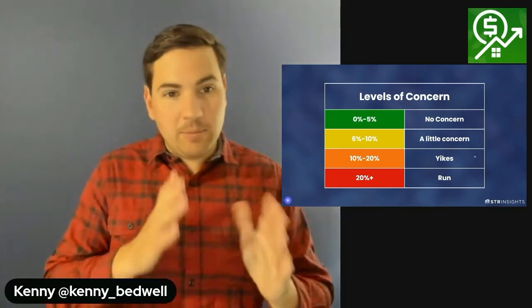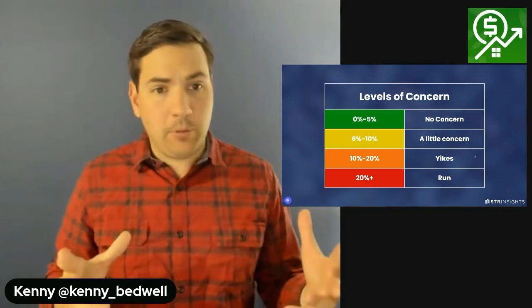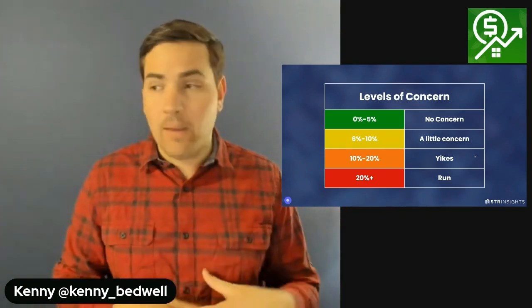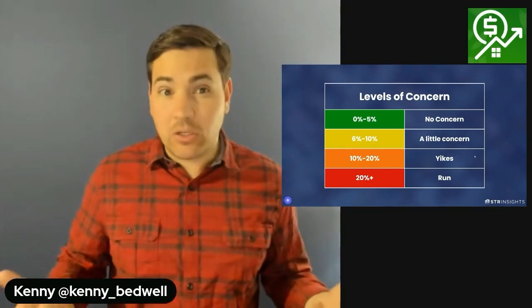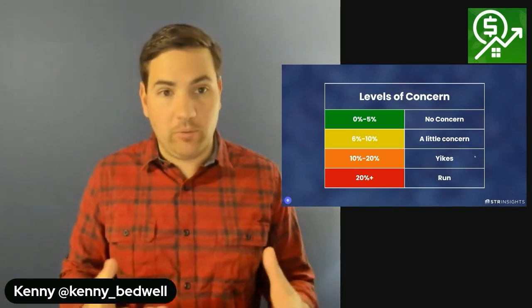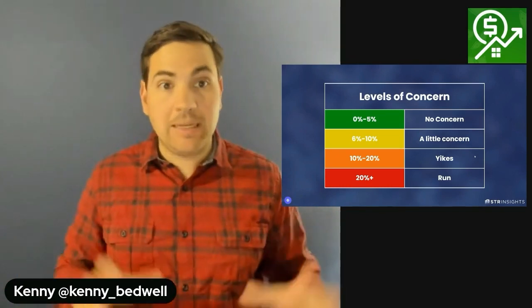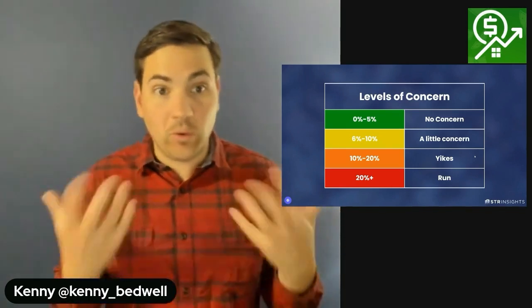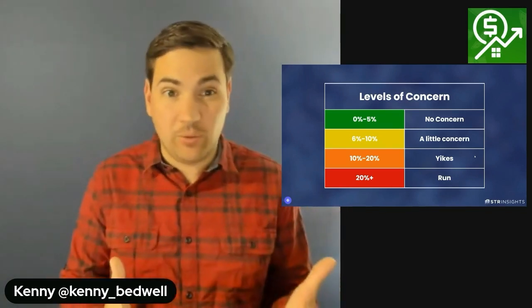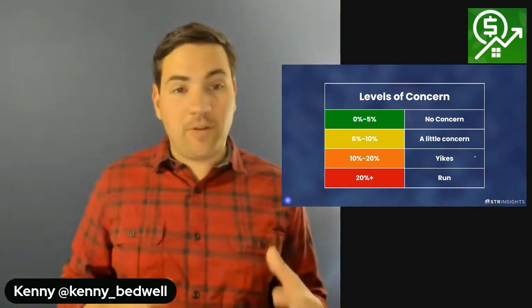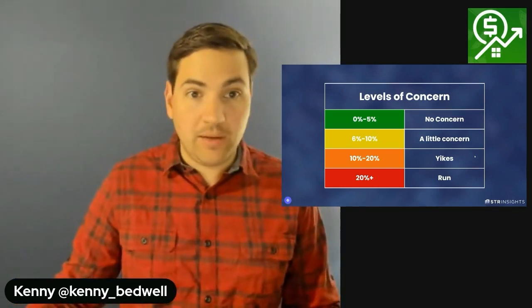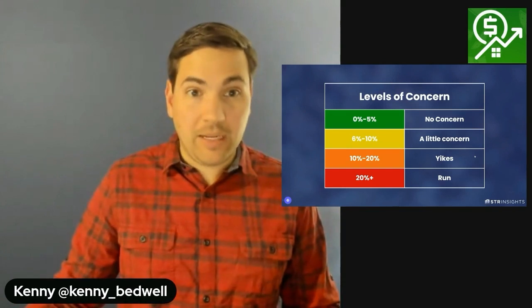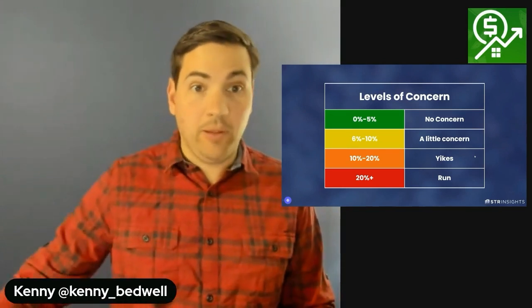So my rule of thumb is 0 to 5% saturated, no concern at all. 6 to 10%, I'm a little concerned about saturation of that particular bedroom count. 10 to 20%, yikes, we're pretty saturated. And I either need to really consider adding something or I don't need to look in that market if I'm looking to purchase. And then finally, if a market is over 20%, like some of the markets I'm going to call out in a second, you need to avoid them. Avoid them like the plague, okay?